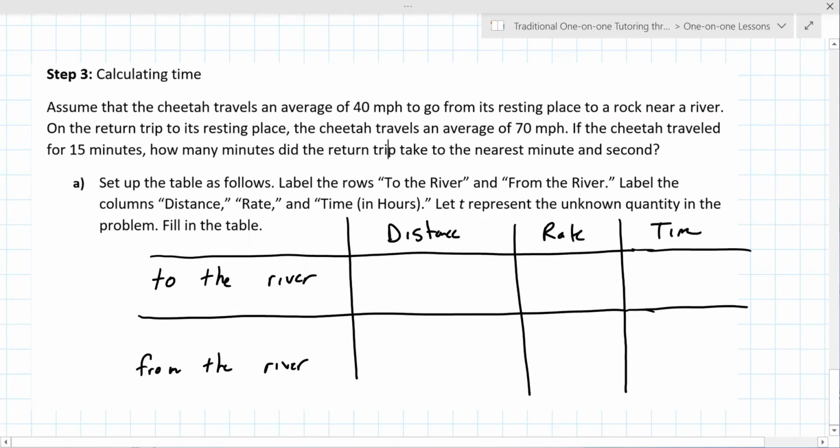Let T represent the unknown quantity in the problem, fill in the table. So again, assume that the cheetah travels an average of 40 miles per hour to go from its resting place to a rock near the river. So the rate to start out is 40. Do you follow that? Now, the reason we kept it in miles per hour, even though in the previous problems we changed it, is because time is in hours. So that's why you want to do it that way.